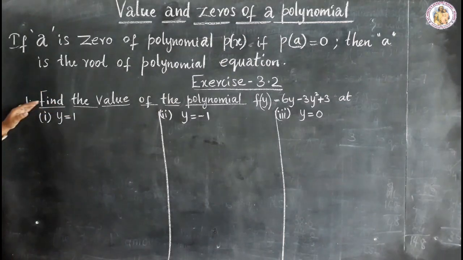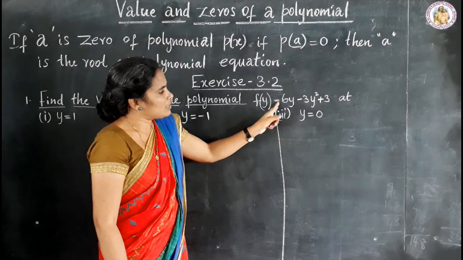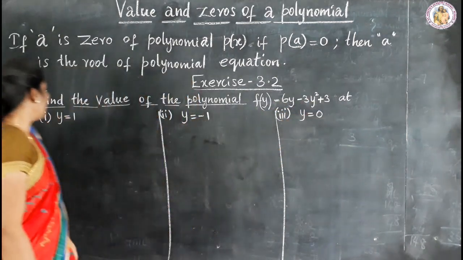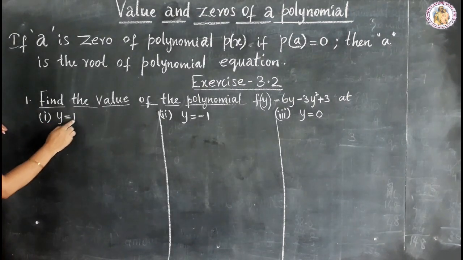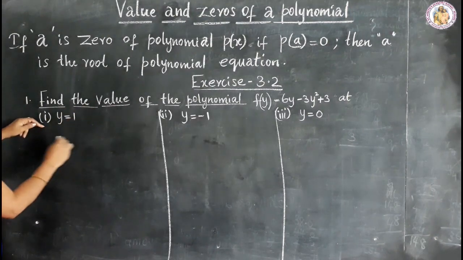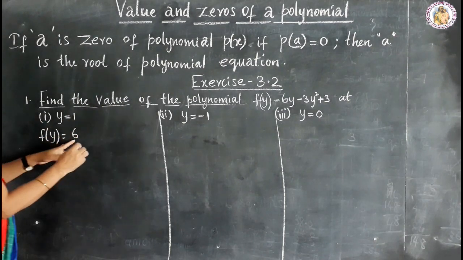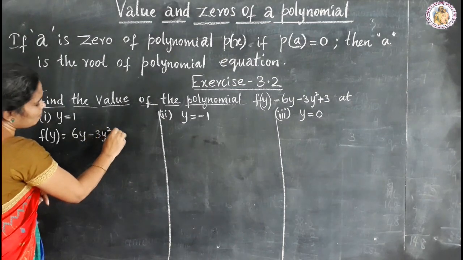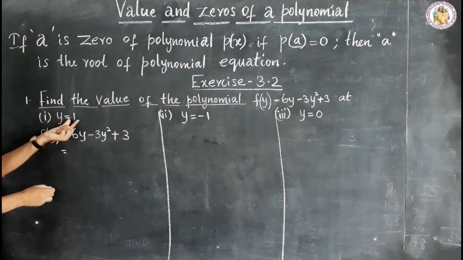Question number 1. Find the value of the polynomial if f of y is equal to 6y minus 3y square plus 3, and we have three sub-questions. First one, taking y is equal to 1. Now rewrite the equation. f of y is equal to 6y minus 3y square plus 3. Okay, now apply y is equal to 1.